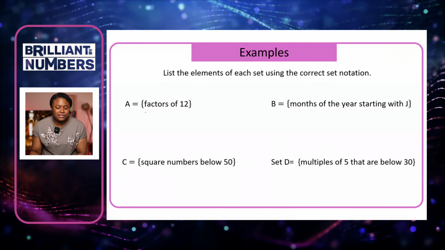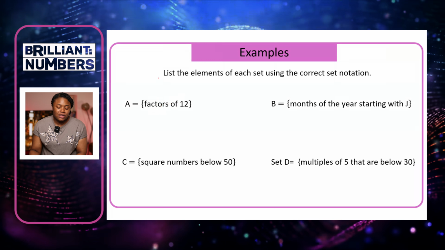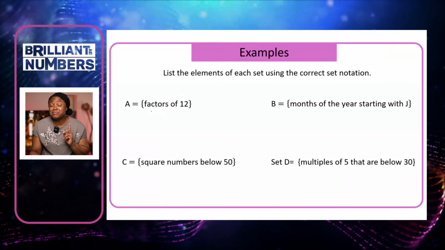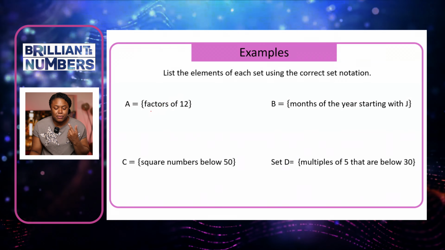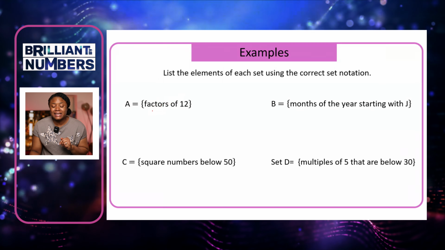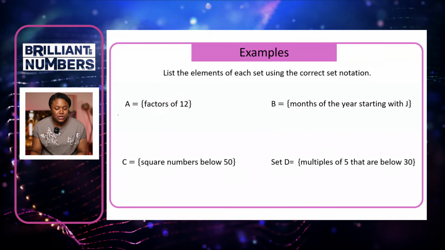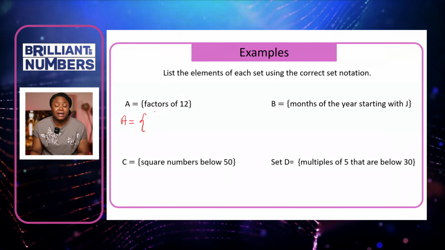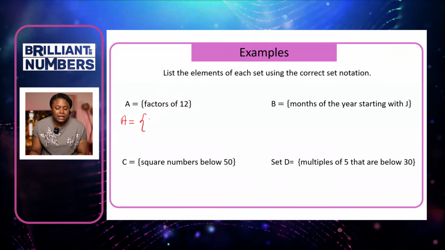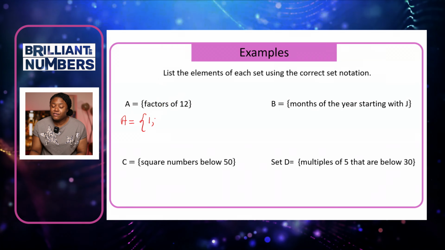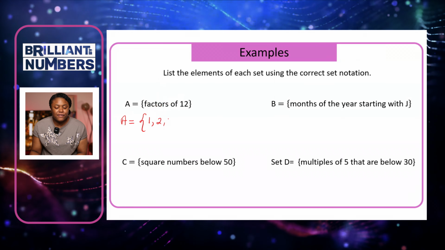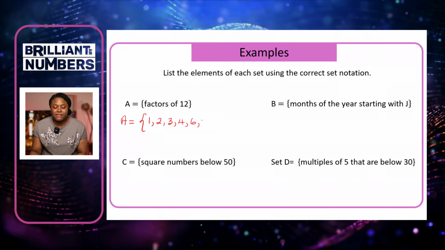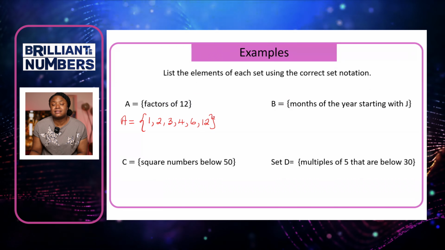Part A asks us for the factors of 12. First of all, we will need to know what our factors are. Many students tend to mix up multiples and factors, but remember, factors are the numbers that can be divided into a number. So set A would be equal to, remember, put our curly bracket, the first factor of every number is 1. So 1 goes into 12, we check for 2, 2 goes into 12, 3 goes into 12, 4 goes into 12, 6 goes into 12, and 12 goes into itself.